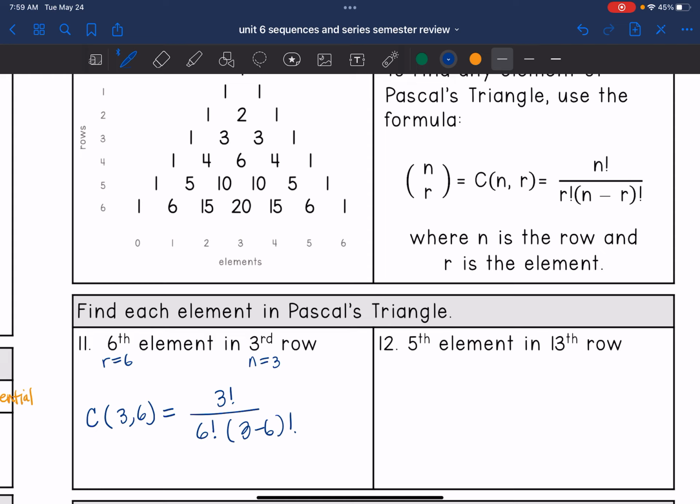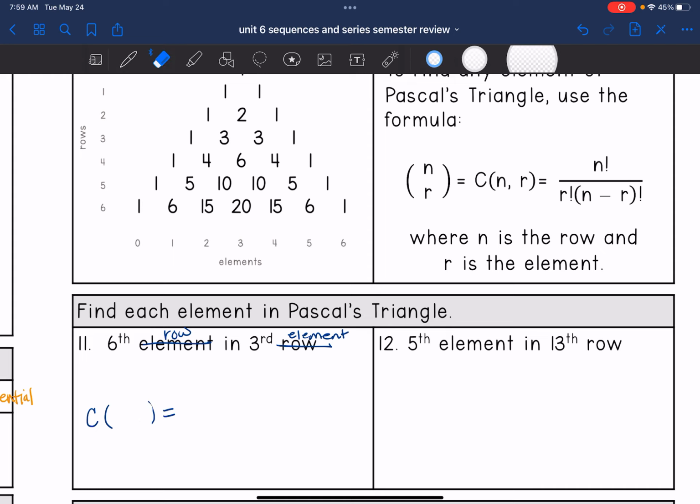I kind of don't think this makes sense. I think it should be the other way around. Sorry guys, I'm noticing mistakes as we go. I think it should be the 6th row, 3rd element. Because if you look, we already have our 6th row. So we technically already know the answer should be 20. Let's see if we get that.